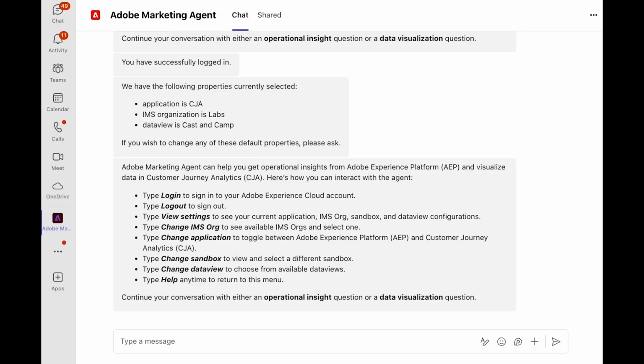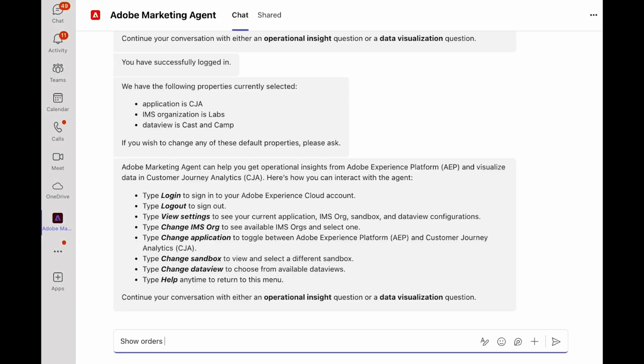I'll play the role of a marketer who's infrequently used customer journey analytics directly. Most of my work happens in Microsoft 365, including Teams, and up until now, I've relied on data analysts to answer my questions. With Adobe Marketing Agent and the Data Insights Agent, I can ask those questions myself, right here in Teams. First, I want to understand what orders for my company looked like last December.